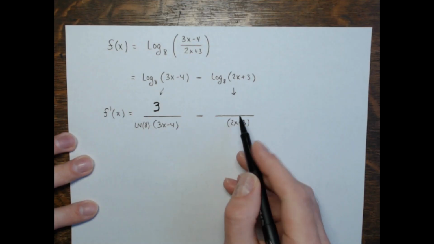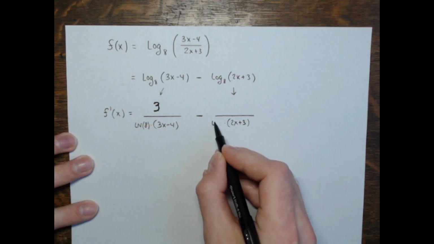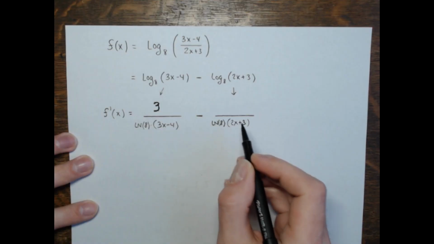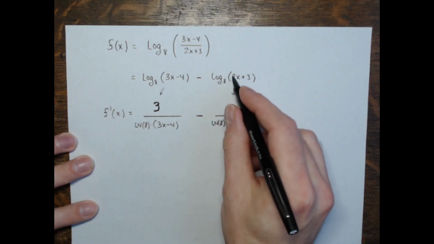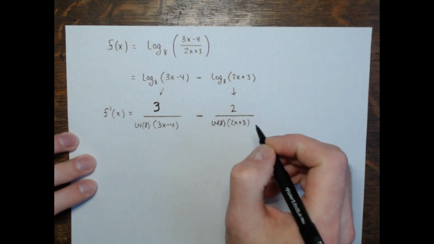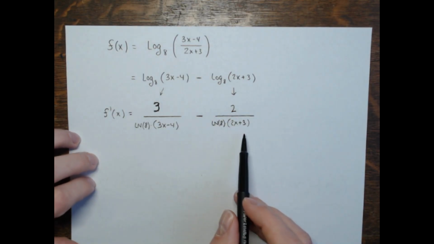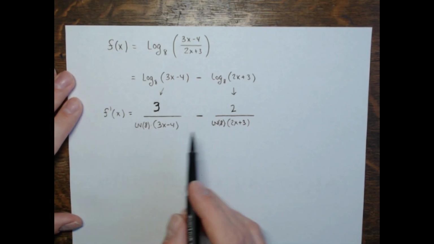But then down here with the 2x plus 3, you also should have a factor of the natural log of 8. Then times 2, right? Times the derivative of the expression inside, and that'll put 2 in the numerator. So here's the derivative at any x.